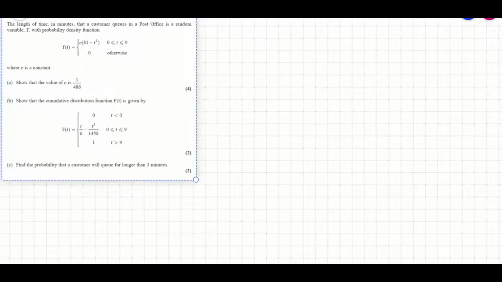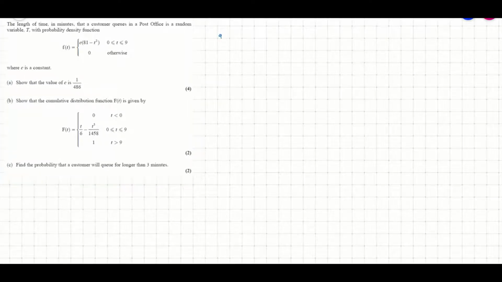Now the key result with PDFs is that because they're a measure of probability and total probability is always equal to 1, that means that the integral between minus infinity and positive infinity of our PDF f(t) is always equal to 1. So we're going to use this formula in order to find out what c is.